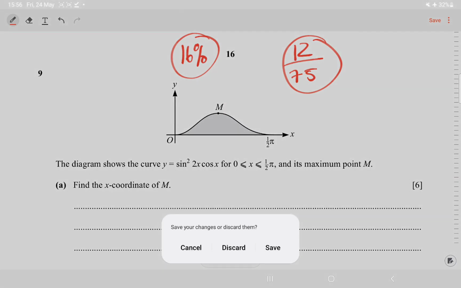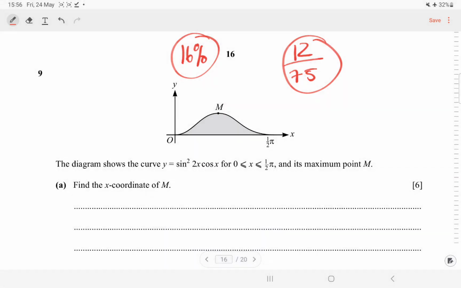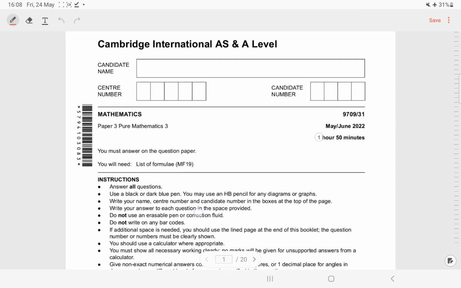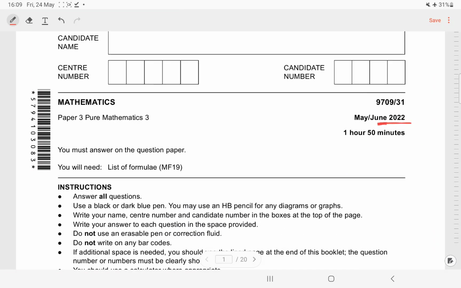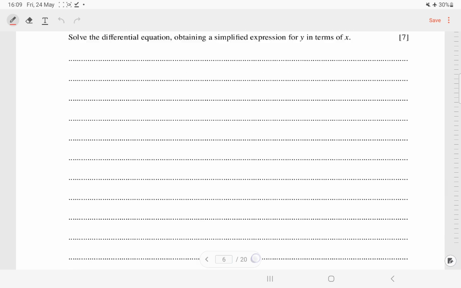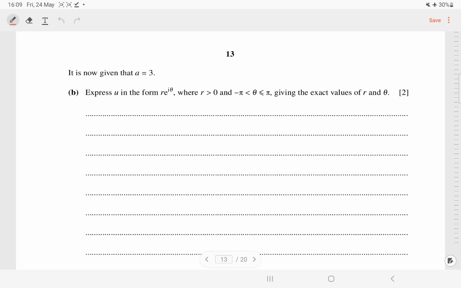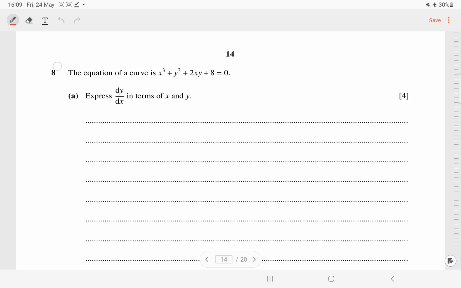I can show you one more paper. Let me show you one more paper. And here is the other one. May, June 2022, paper 3. You can find these 2 papers on the Cambridge website. Let's go to the first question. It was number 8. We're going to solve it at the end of this. Number 8, worth 4 marks.